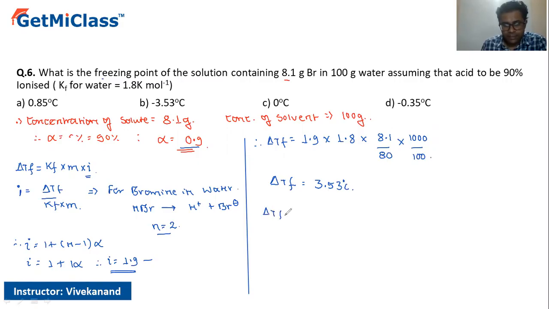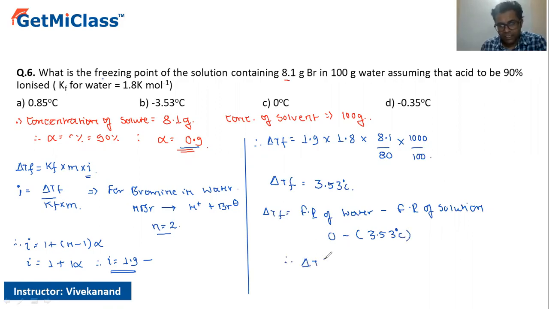But delta Tf is equal to the freezing point of water minus freezing point of solution, right? So therefore, freezing point of water is 0 minus 3.53 degrees Celsius. So 0 minus 3.53 gives us minus 3.53 degrees Celsius as the answer. So it is nothing more than the option B. Thank you.